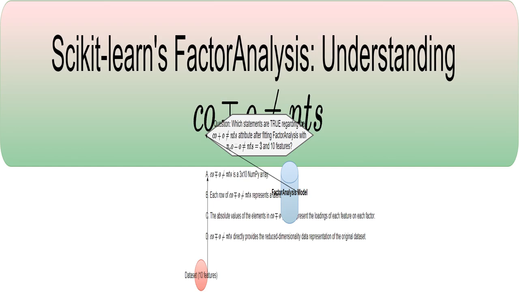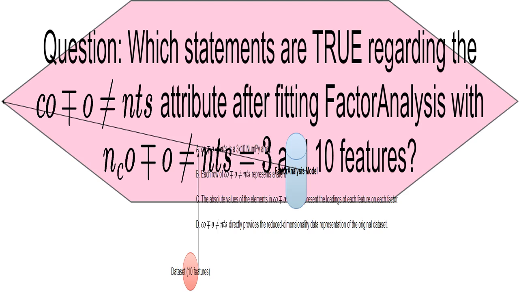I'm diving into Sklearn's factor analysis, a powerful tool for dimensionality reduction. It helps us understand complex datasets by identifying underlying patterns or latent factors. Think of it like finding the hidden ingredients in a complex recipe. This question tests your understanding of factor analysis and its components attribute, specifically when applied to a dataset with 10 features. We'll analyze several statements to figure out which ones correctly describe what components represents.